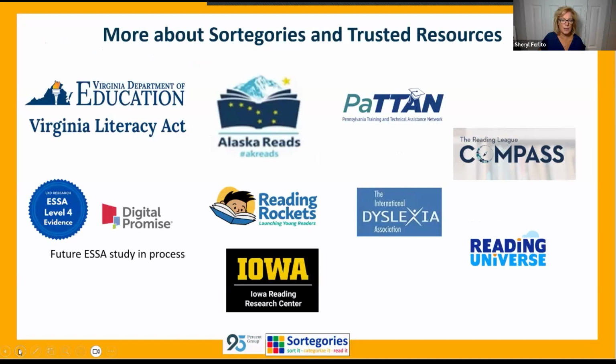So if we go back to earlier, Nancy mentioned the science of reading and how important it is to know the science. So we've collected a few resources that will help you feel comfortable in learning more about the science and the products that you're using. Look for products that have an ESSA rating. Here we are: The Reading League Compass, IDA, Reading Universe. The Iowa Research Reading Center has phenomenal resources, as does Reading Rockets. We just wanted to point out a few of the trusted resources that we have collected ourselves.